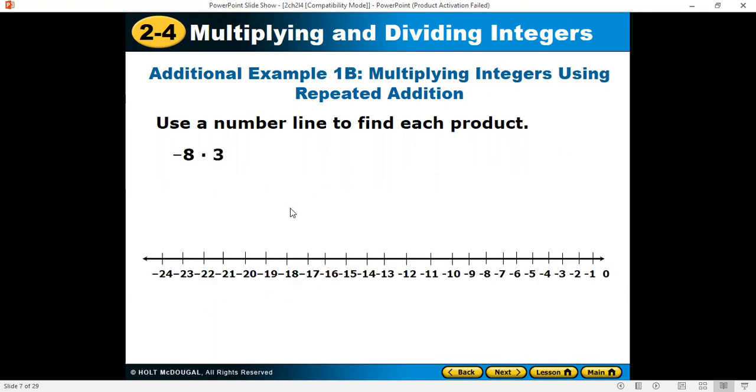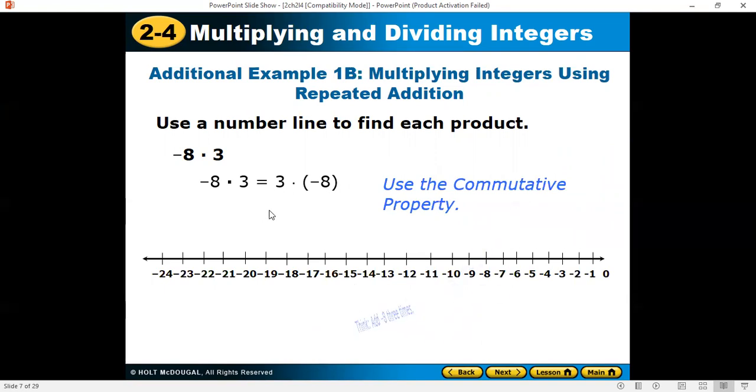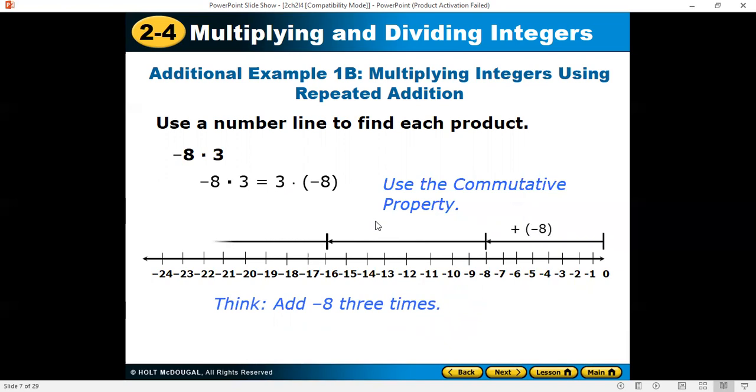Another question. Negative 8 times 3. I can't repeat negative 8 times, but we can repeat 3 times, right? So we will use the commutative property. We say 3 times negative 8. Here we go. We have the order that you are going to repeat negative 8 3 times. Add negative 8 3 times. So we will start from 0 till negative 8, and then from negative 8 till negative 16, and then from negative 16 till negative 24.